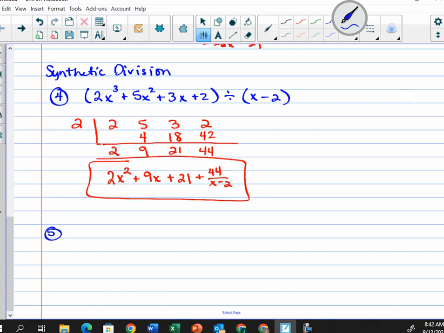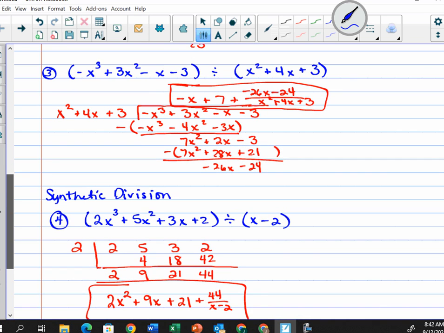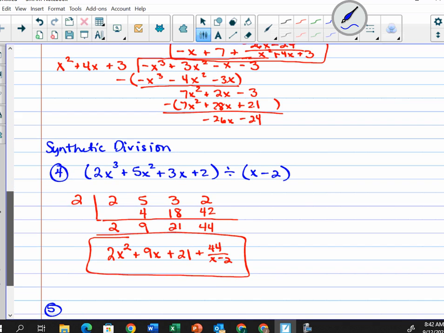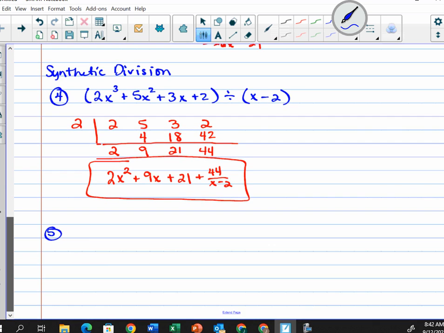So, what if it's a problem like question 3? Synthetic division doesn't work. Actually, you could factor that one and do synthetic division twice, but then it's weird with the remainders and stuff. I'd rather... All right, let's do x cubed plus 2x squared plus 7x plus 5 divided by x plus 5.